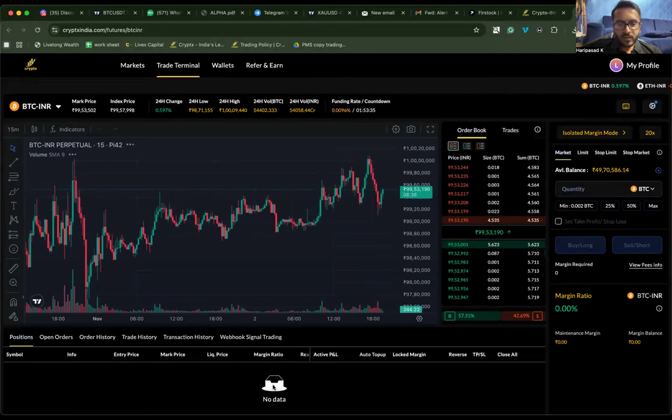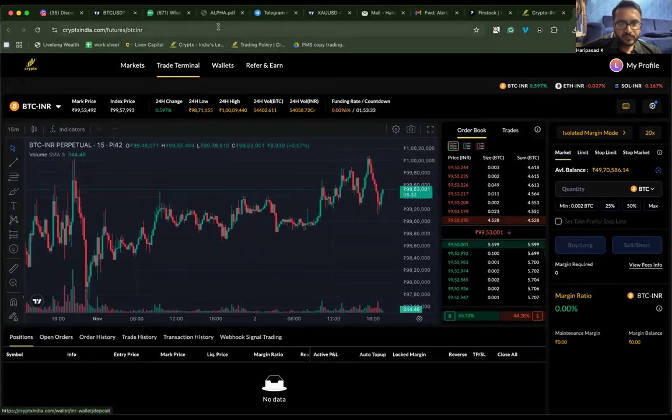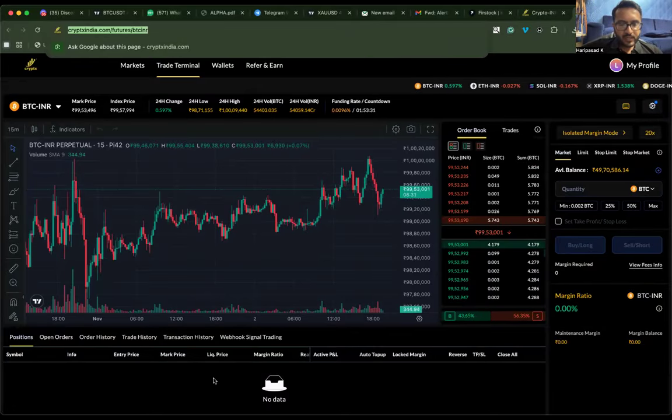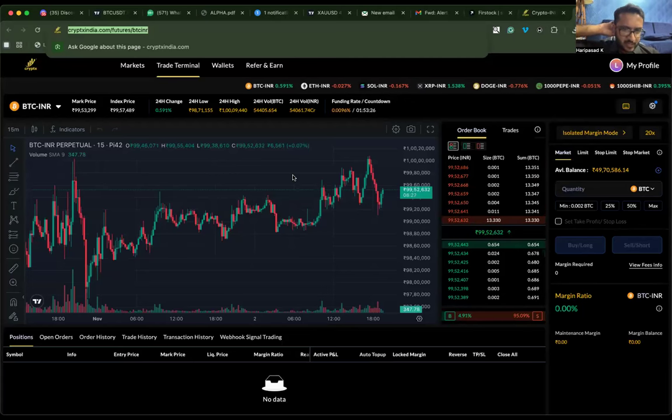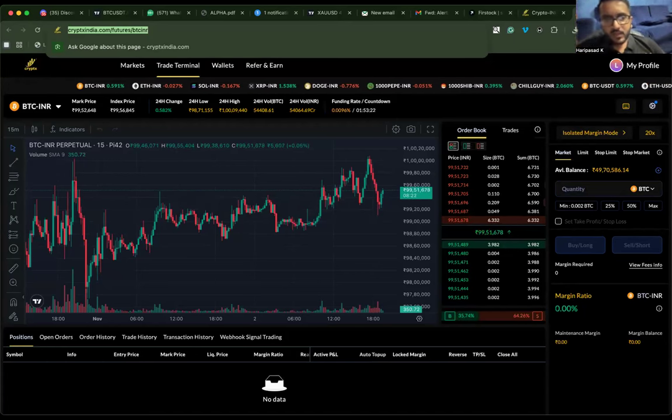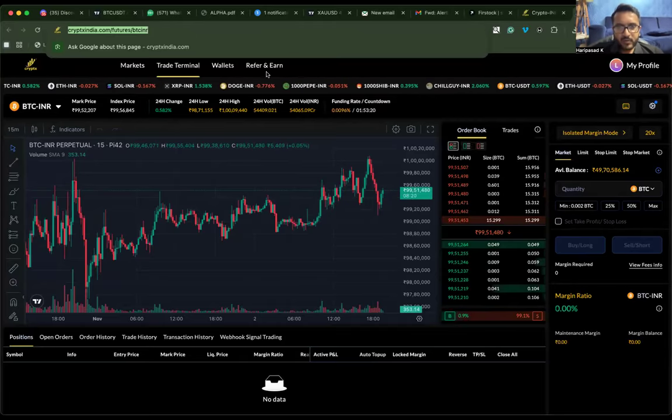I hope you can see my screen. Minimum investment can be anything, but to participate in the challenge, you should have a minimum of 5,000 rupees. So BTC INR is what we are going to be trading.